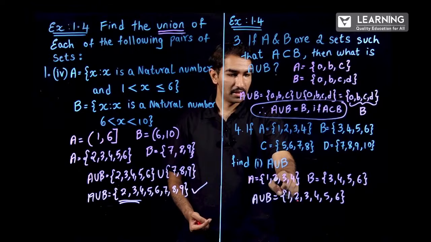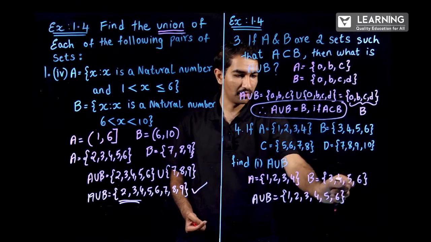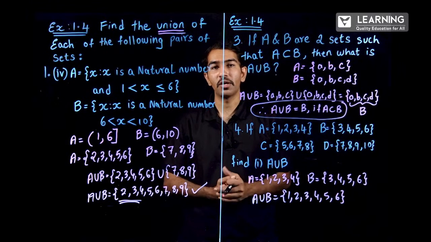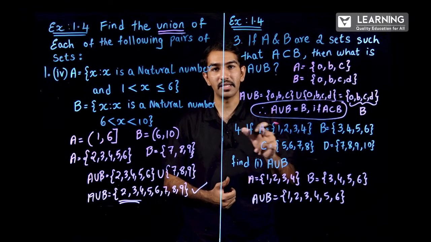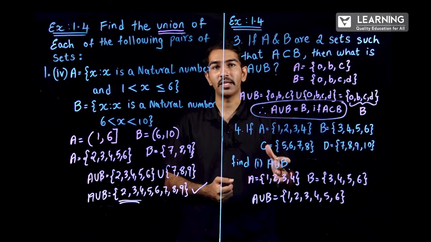Same thing here, 3, 4 are repeating, write it only once. 1, 2 from here, 5, 6 from here. So what is this union called as again? This union is also called as OR. Okay, and intersection is called as AND. Okay, so I hope you got this. We'll move on to the next question again.